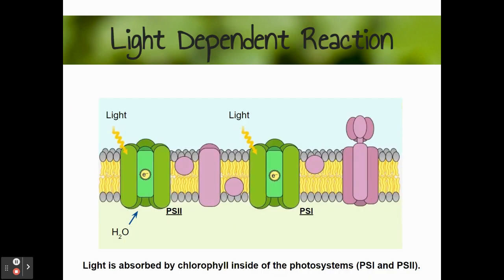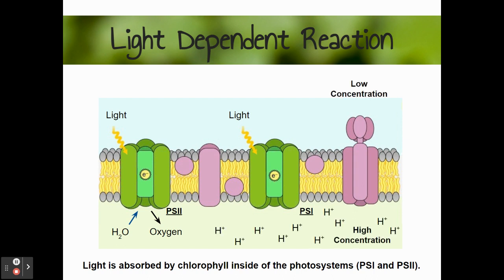And when you look at this diagram here, you can see some of these proteins embedded in the thylakoid membrane, and they're green because that is where the chlorophyll is specifically found. So if you look at the diagram, you see the green proteins, and that's where the light is getting absorbed because chlorophyll is the green pigment. That's where the light's getting absorbed, and then that energy is going to be used to run this first part of photosynthesis, the light-dependent reaction.